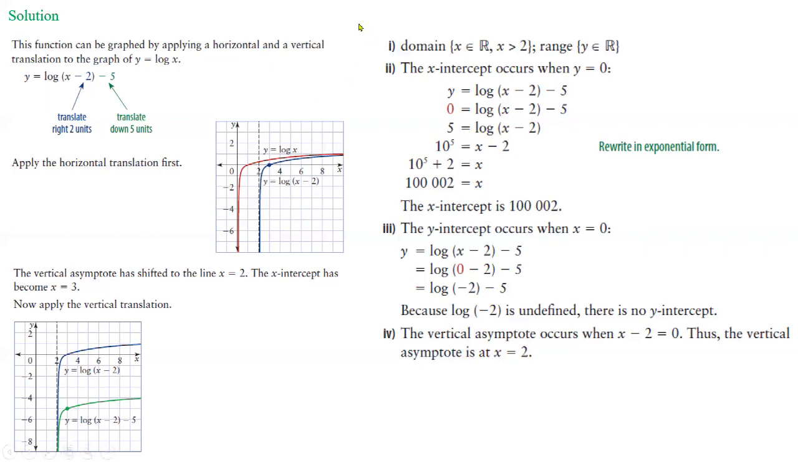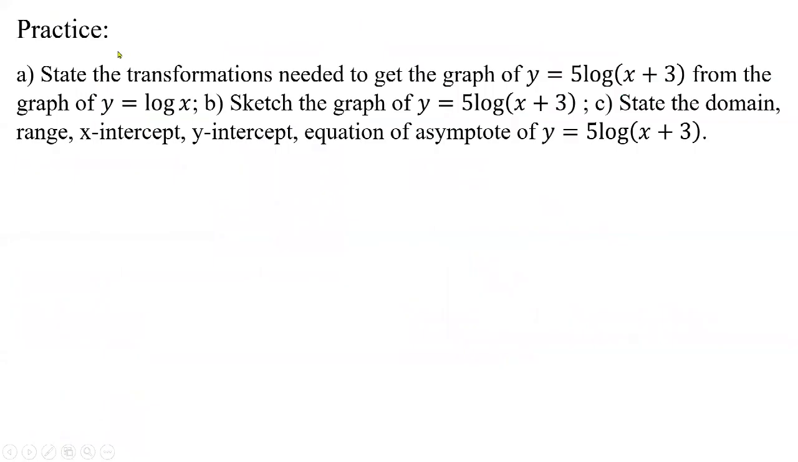All right, if no questions, let's have a look at another question here. State the transformations needed to get the graph of y equals 5 times log base 10 of (x plus 3) from the graph of y equals log base 10 of x, and sketch the graph of the new function. State its domain, range, x-intercept, y-intercept, and equation of asymptote. Okay, again, I'll give you 5 minutes to think about this problem first, okay?